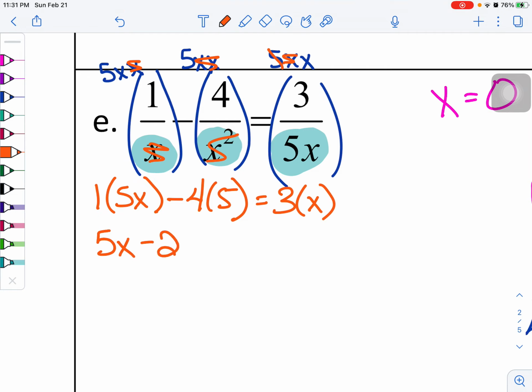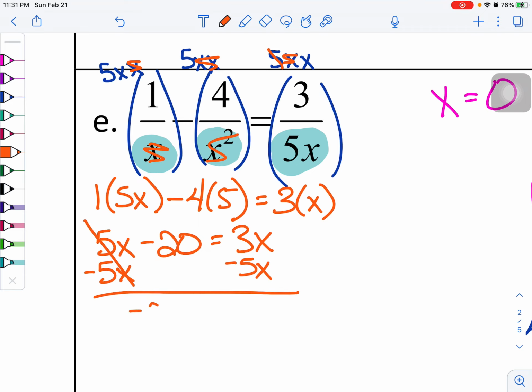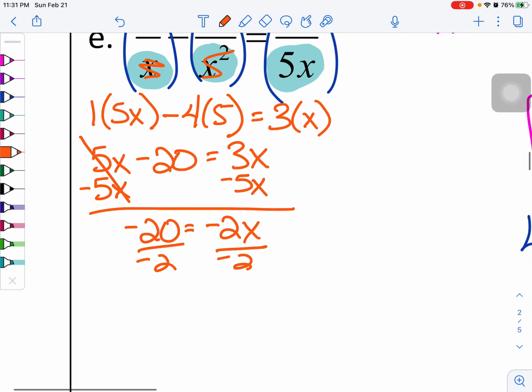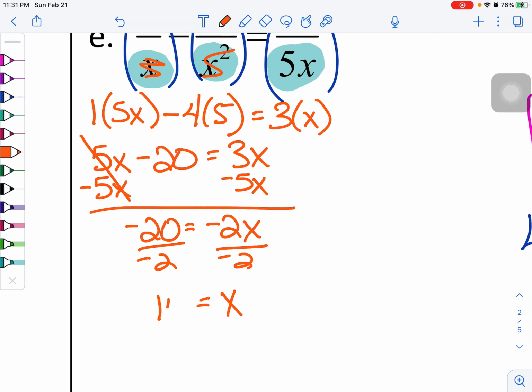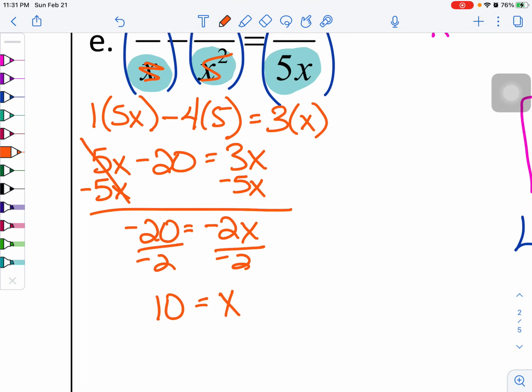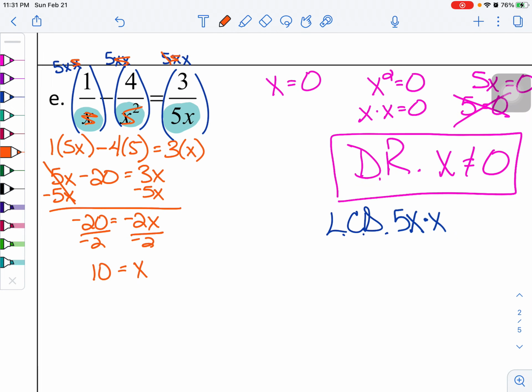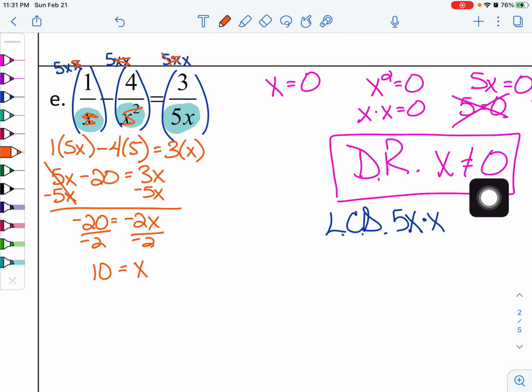So let's go ahead and distribute here. So 1 times 5x is 5x. 4 times 5 makes 20. Let's see, 3 times x, well, that's 3x. Let's solve this. So let's go ahead and subtract 5x from both sides. So negative 20 is equal to negative 2x. Divide both sides by negative 2. And I'm going to get x is equal to 10.